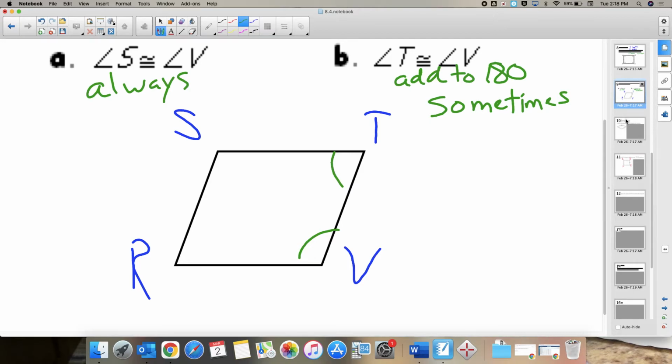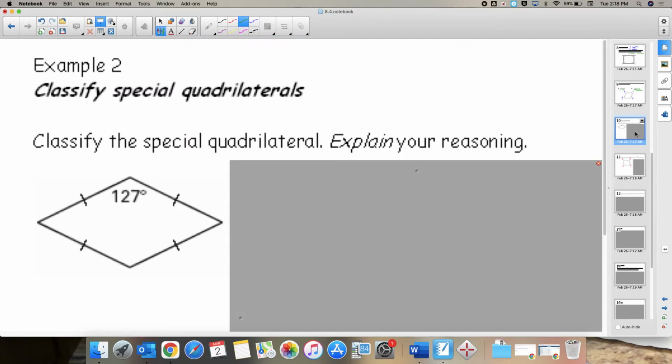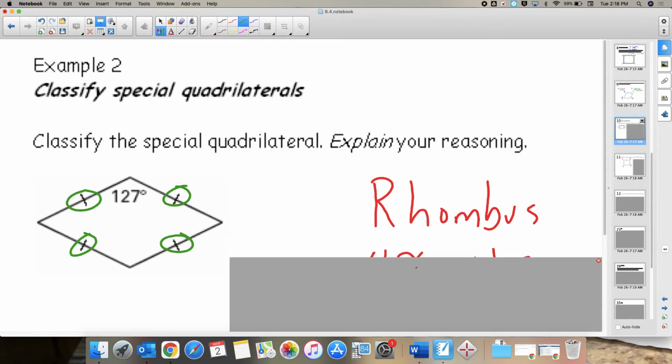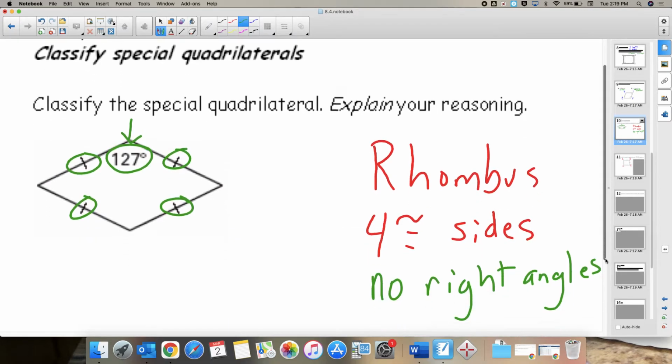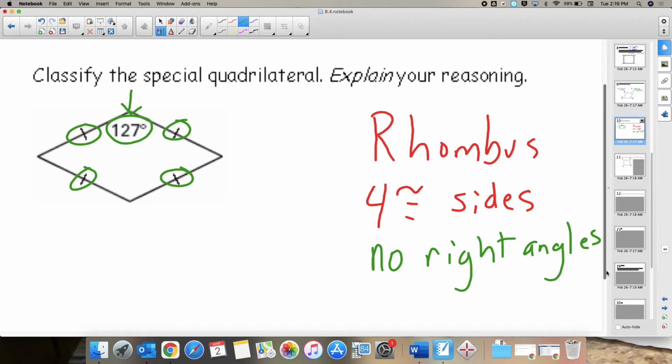All right, let's take a look at that next problem then. It says classify your quadrilateral here. So I got the 127 degrees. I have 4 congruent sides here, so that will make it a rhombus. A square would also have 4 congruent sides, but I would need the 4 right angles. Since the 127 degrees is there, I do not have the 4 right angles. So it's a rhombus because there's 4 congruent sides. It's not a square because I do not have the right angles to go with it.